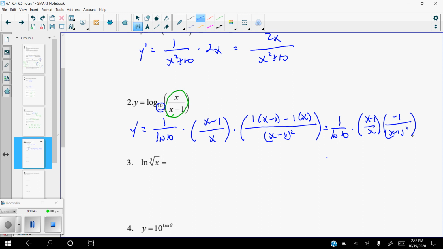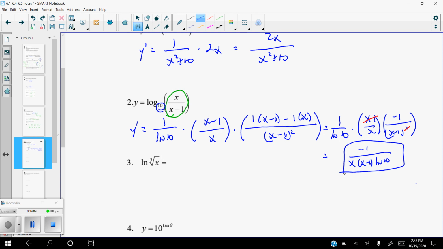And it looks like I can get rid of that x minus 1 and one of the x minus 1s from the bottom, so that gets rid of the square. So it looks to me like the most simplified version of this might be negative 1 over x minus 1 ln 10.